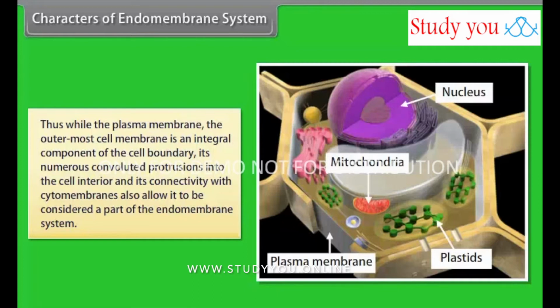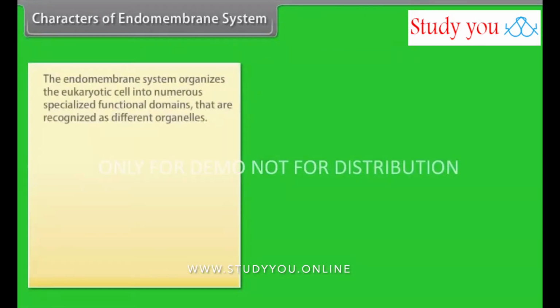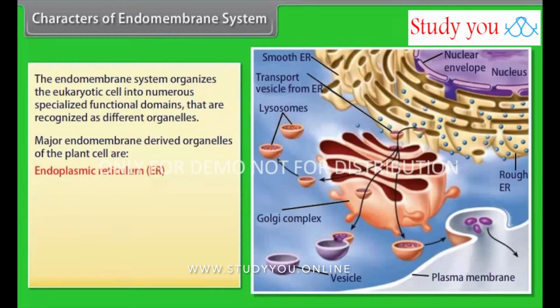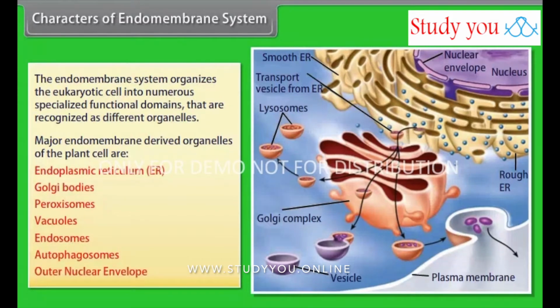the endomembrane system. The endomembrane system organizes the eukaryotic cell into numerous specialized functional domains that are recognized as different organelles. Major endomembrane-derived organelles of the plant cell are endoplasmic reticulum, Golgi bodies, peroxisomes, vacuoles, endosomes, autophagosomes, and the outer nuclear envelope.